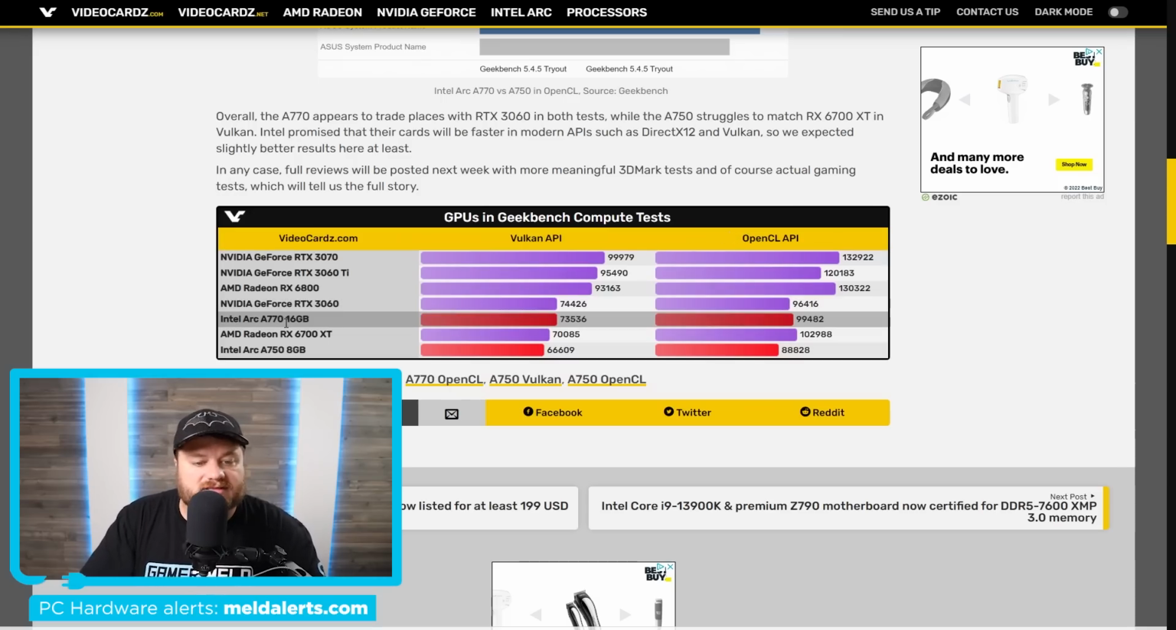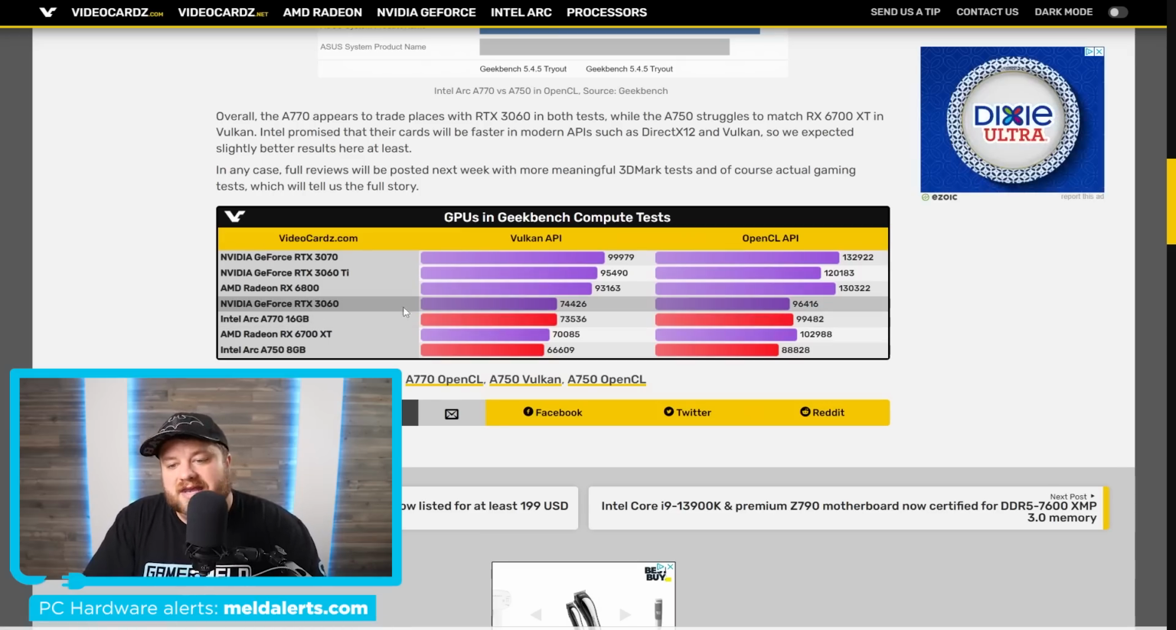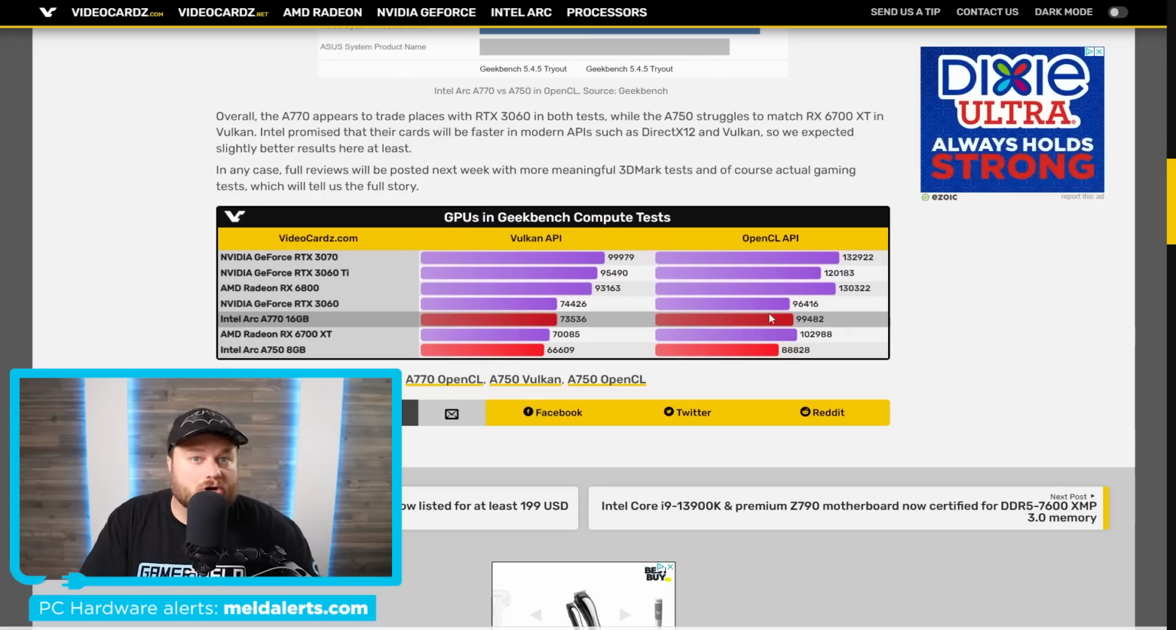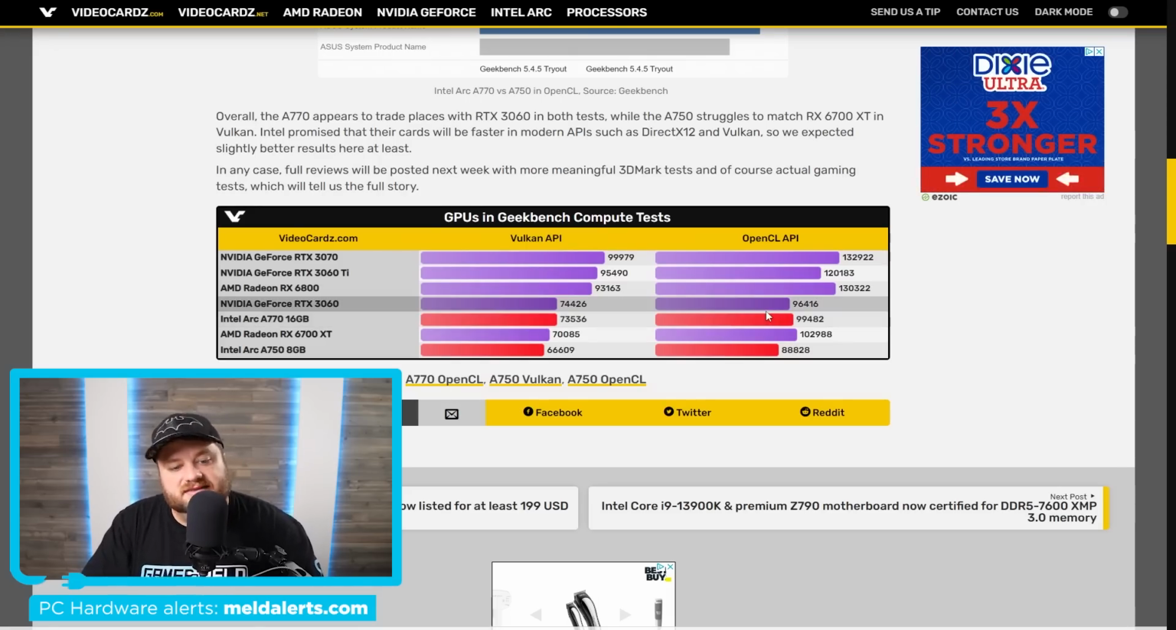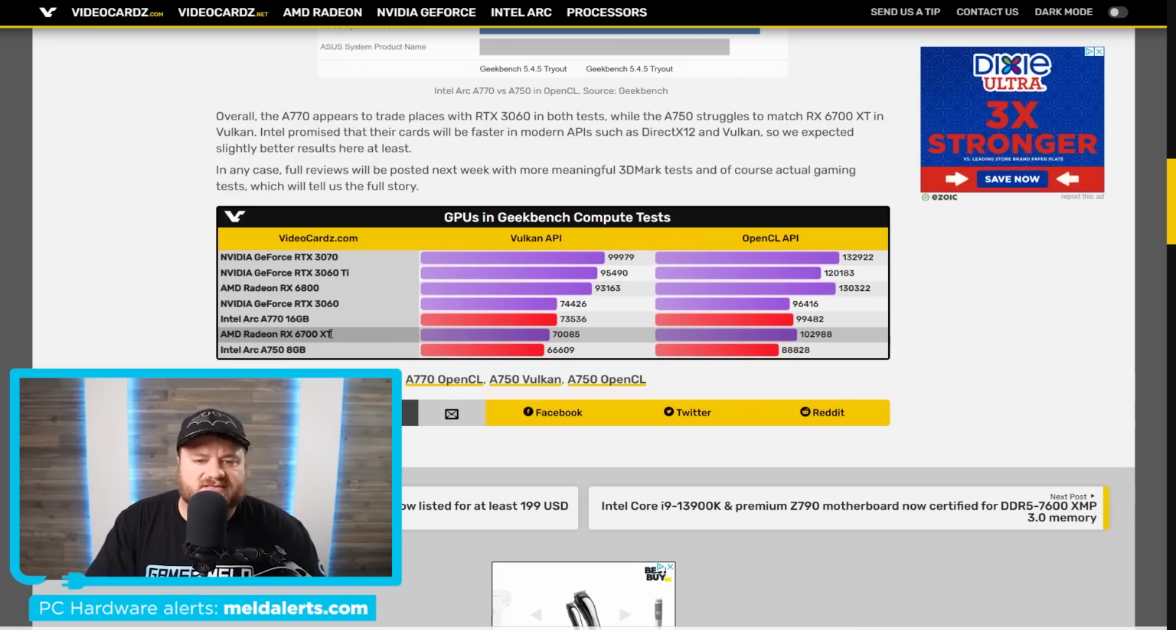Either way, when we look, the 16GB A770 is just under the RTX 3060 in Vulkan API, and in OpenCL, it is just over it. So we're looking at right around that RTX 3060 performance. Then, when we look at the A750, we can see that it gets fairly close to the 6700 XT in Vulkan API, or at least from what I saw, I believe it's just slightly over the 6600 XT, though of course it does lose quite a bit in OpenCL, but as you can see, these aren't bad at all.